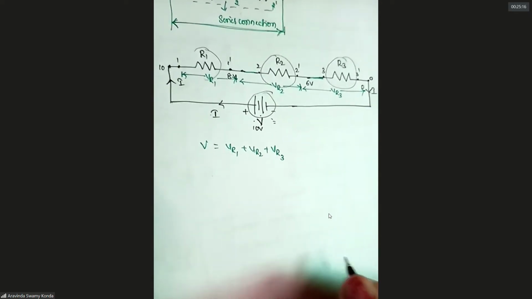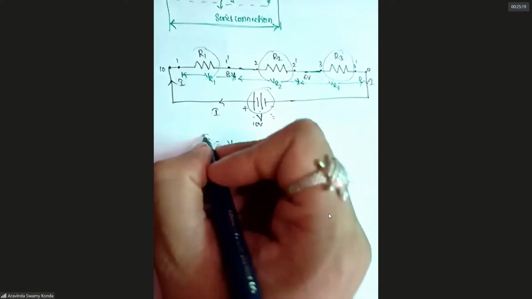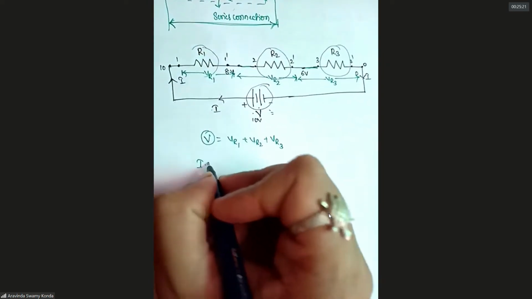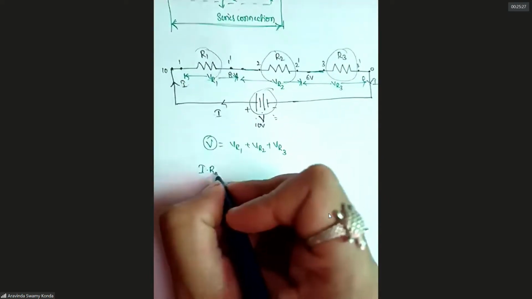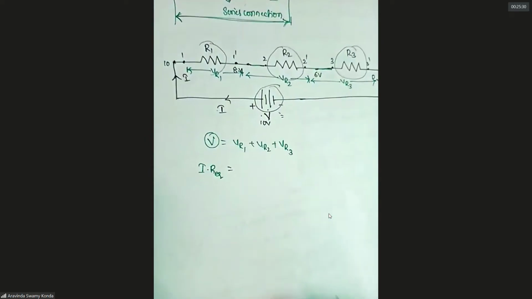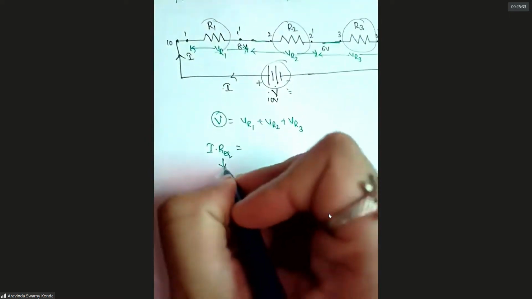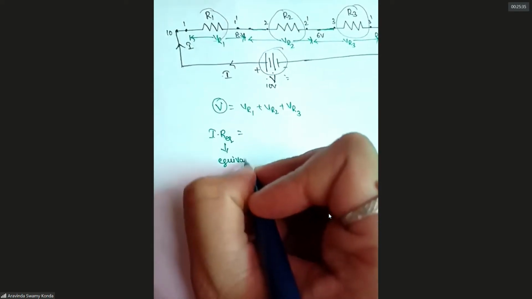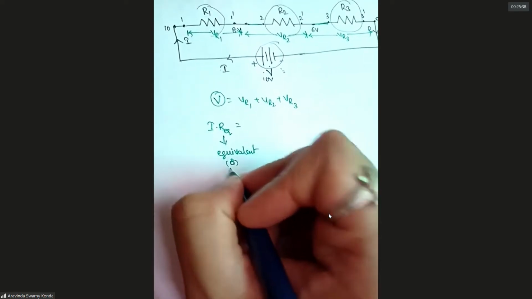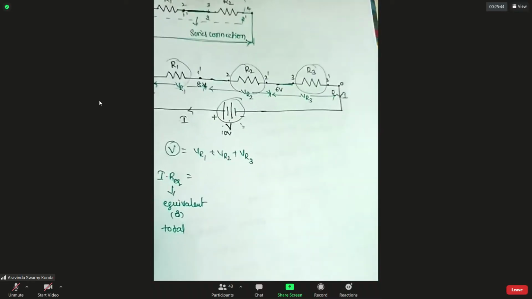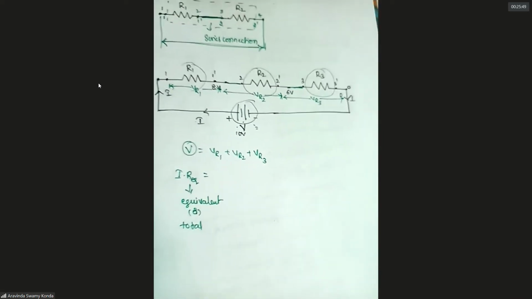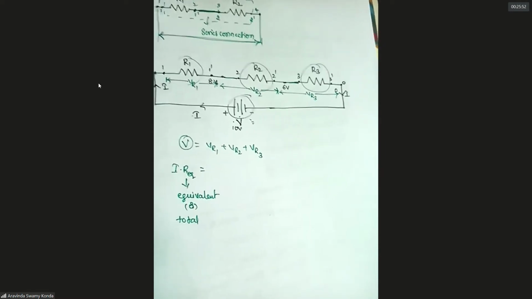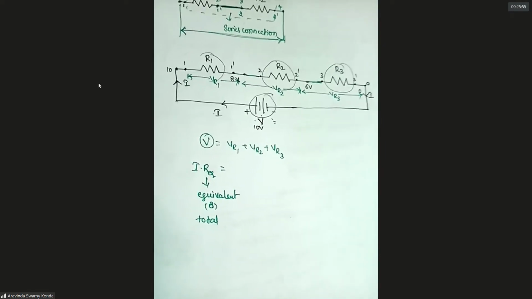Yes, sir. So what is V? Total voltage is nothing but total current into total resistance. You indicate the total resistance with R equivalent. R eq indicates equivalent, that is nothing but the total. Is it clear? Yes, sir. Total voltage you are applying is nothing but total current into total resistance.